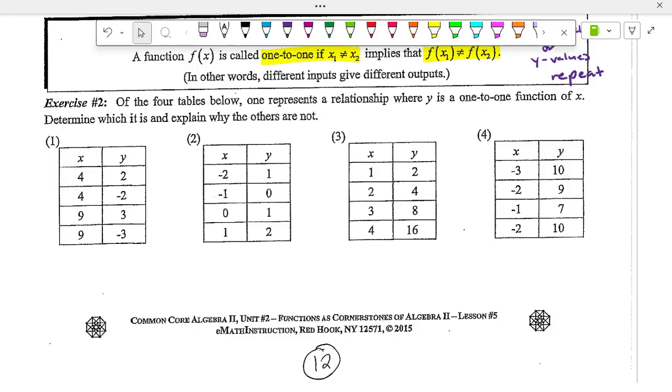Good. It is not 1-to-1. Is it even a function? Why? Those two x values repeat. So it's not even 1-to-1. It's just not a function.